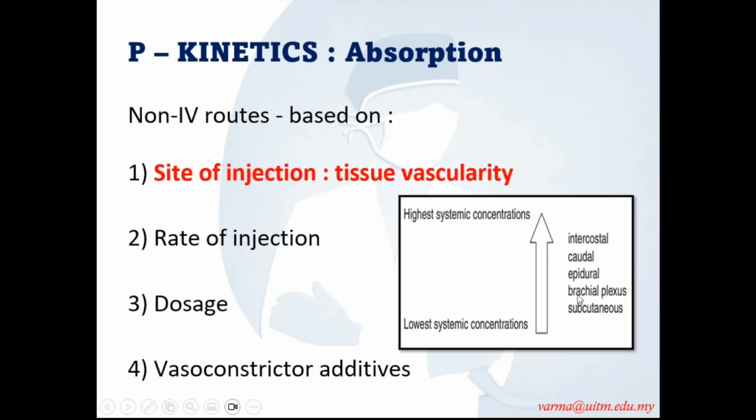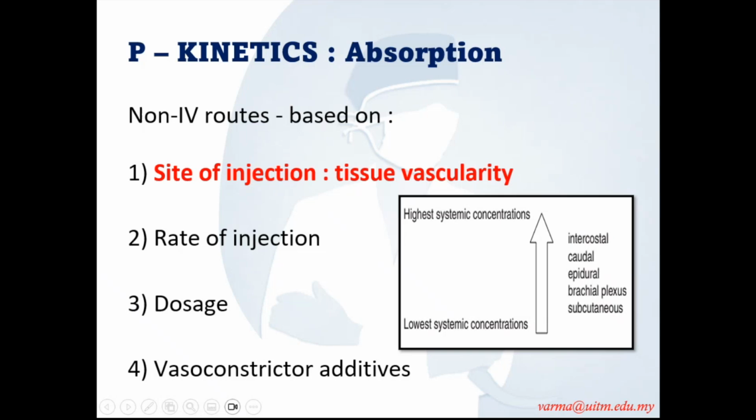Next will be the brachial plexus. From epidural, it can reach a higher systemic component, moderately. Caudal, even faster because of the high vascularity of your caudal and sacral area. And then finally your intercostal nerve. If you are injecting an intercostal block, around there is a neurovascular bundle, which has a high potential to reach high systemic concentration and develop local anesthetic toxicity. You have to know this.